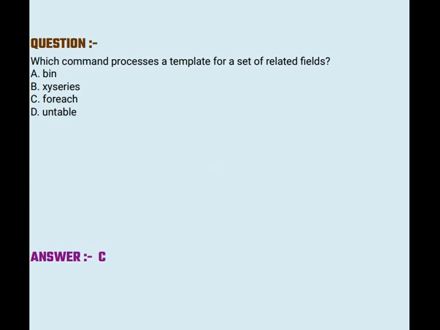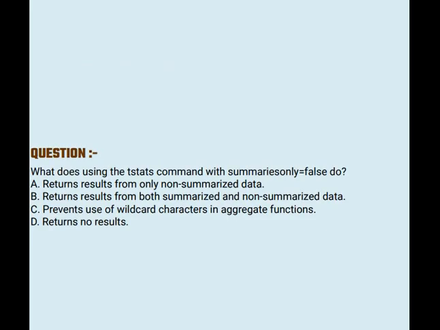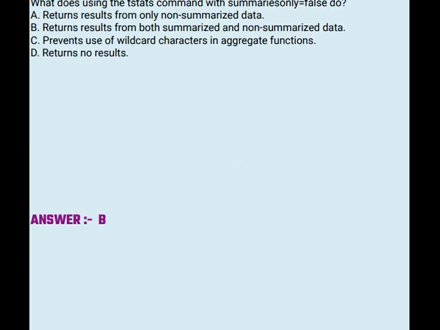Next question is, what does using the tstats command with summariesonly equals false do? Option A, returns results from only non-summarized data. Option B, returns results from both summarized and non-summarized data. Option C, prevents use of wildcard characters in aggregate functions. And option D, returns no results. The correct answer is option B.